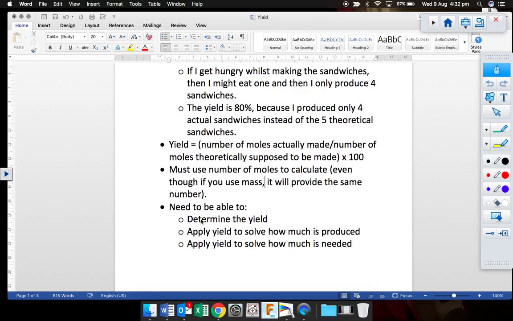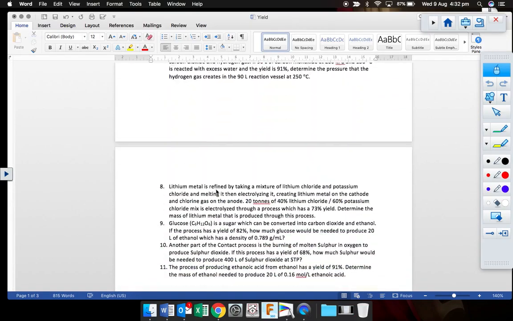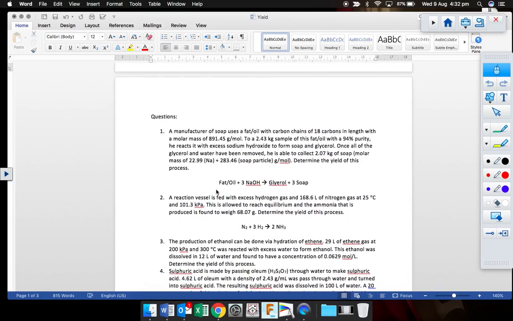You need to be able to determine the yield of a process given how much you started off with and how much you produced, apply yield to solve how much is produced, and apply yield to solve how much is needed, which will require us to rearrange the yield equation. We'll get on to examples of that later on. Here are the questions for this topic. We're going to go through a couple of them to show you how to do it, and then you're going to try the rest on your own.